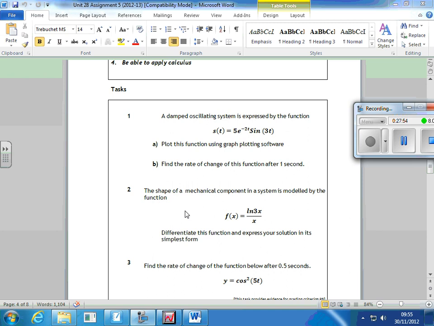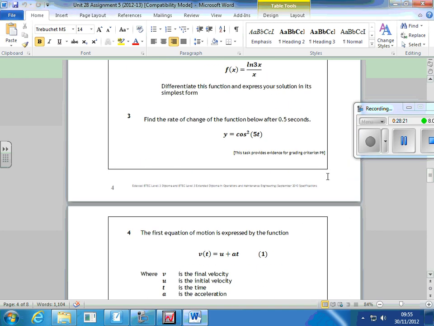Number 2, the shape of a mechanical component in a system is modeled by that function. Again, you could put that function into Autograph and see what that shape looks like. But what you've got to do is differentiate this function and then express your solution in its simplest form. If you look at these, you've got combinations of functions, so you're going to have to use the quotient rule, the product rule, and the chain rule. The last question, find the rate of change of that function below, again, after half a second. So 3 questions. It wouldn't be a surprise that you've got one of the products, one of the quotient, one of the chain rule, okay?